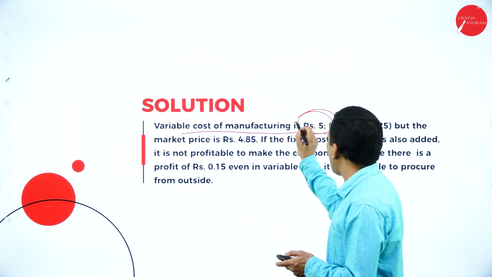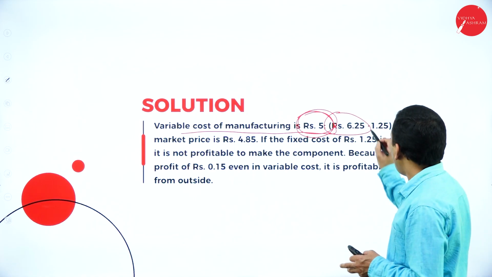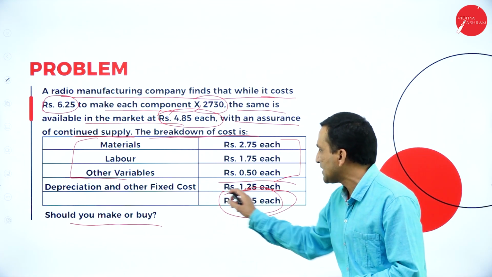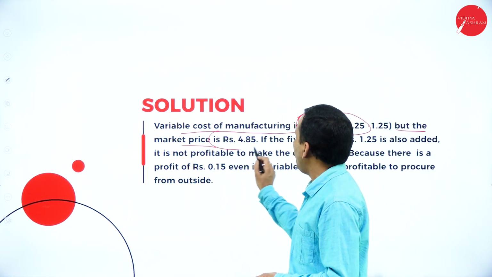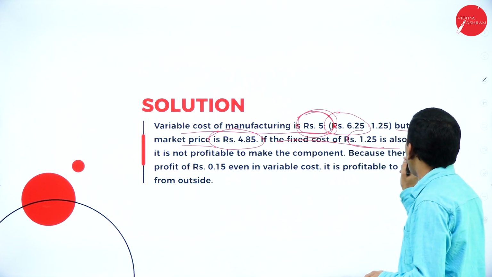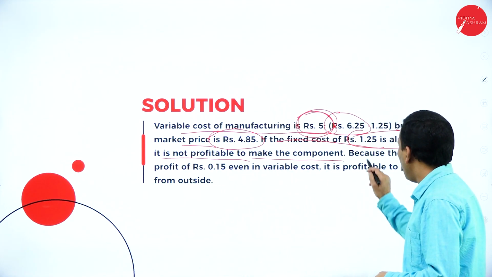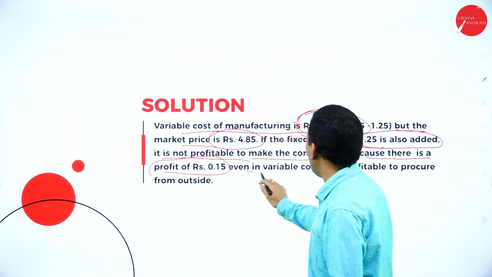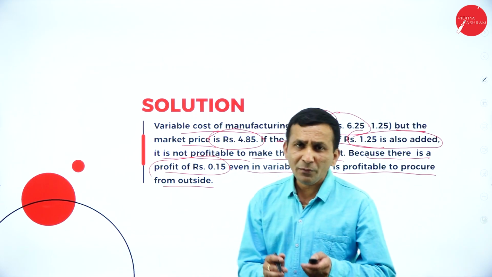So the variable cost we are getting is 5 rupees, while the market price is offered at 6 rupees 25 paisa, minus 1 rupee 25 paisa, which is the excess we are charging here, the fixed cost of 1 rupee 25 paisa. But the market price available is 4 rupees 85 paisa. It is not profitable to make the component, because there is a profit of 0.15. Even on variable cost, it is profitable to procure from outside. I hope it is clear.